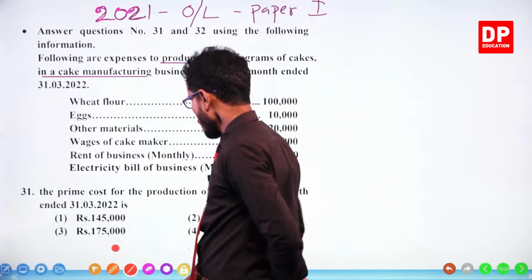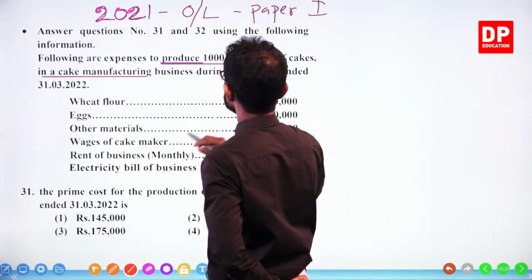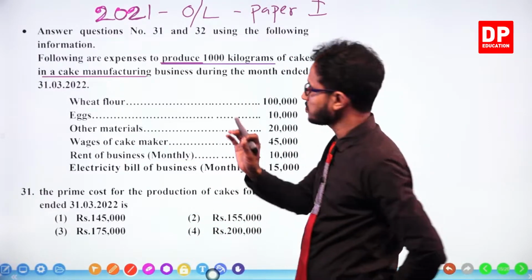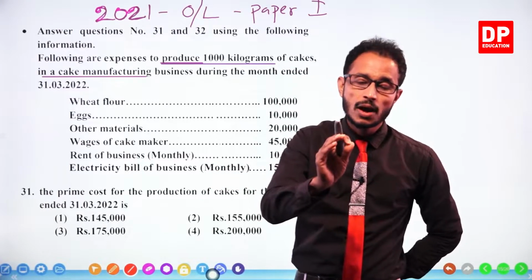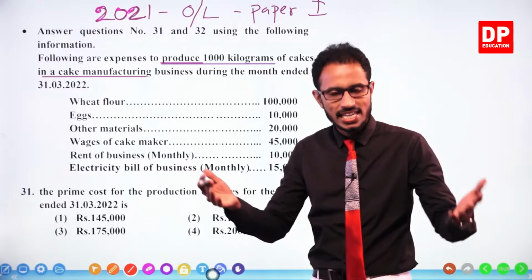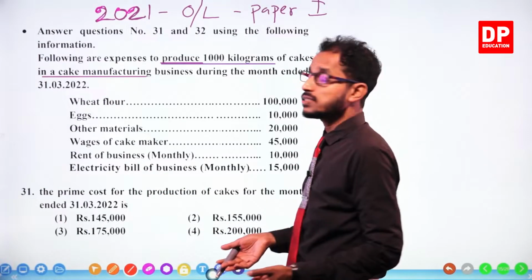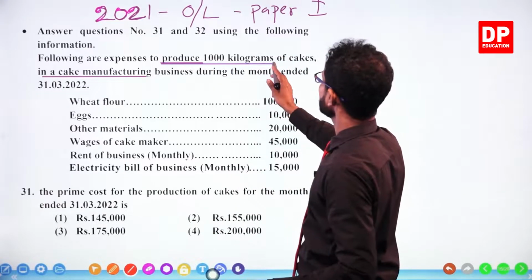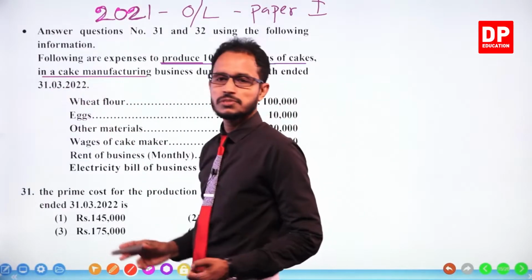Now when they say 1000 kilograms, you should know the business is talking about 1000 units of production. That is the common casual language. 1000 kilograms of cake during the month ended 31st March, for the March month.